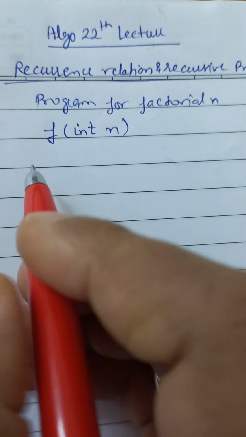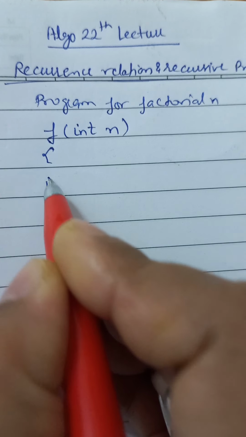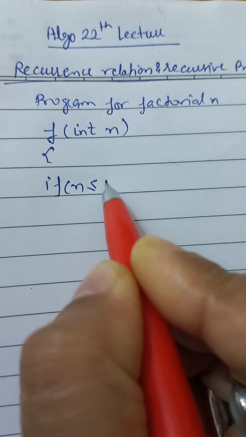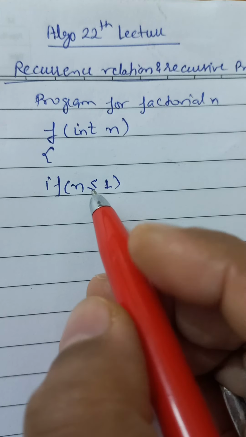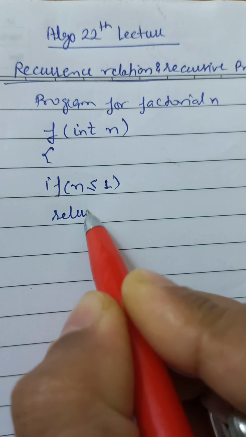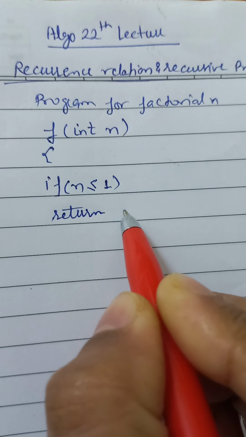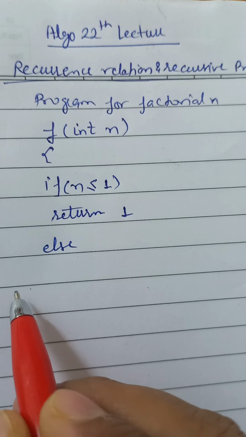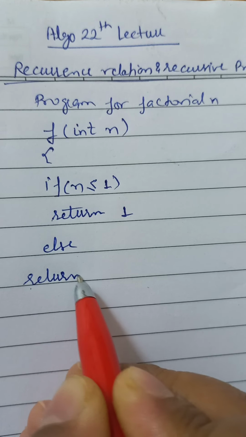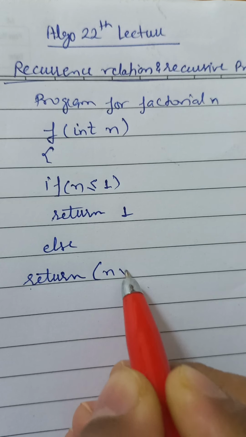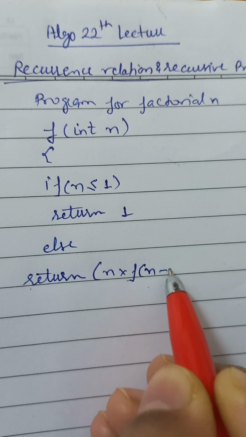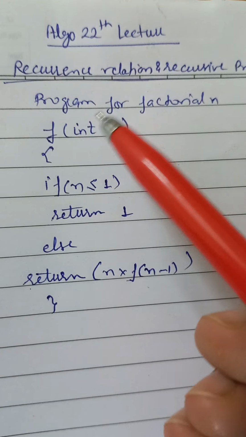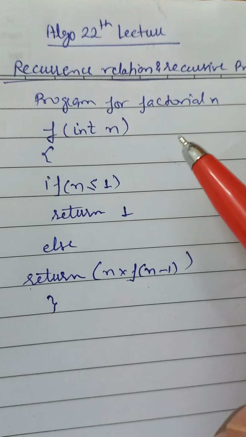int n, and if n is less than equals to 1, then return 1, else return n into factorial n minus 1. So in that way we can write a program for factorial n.